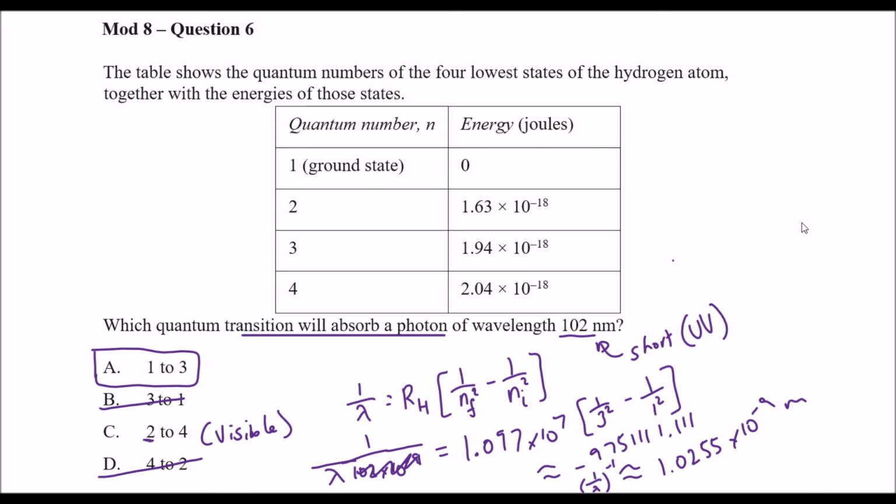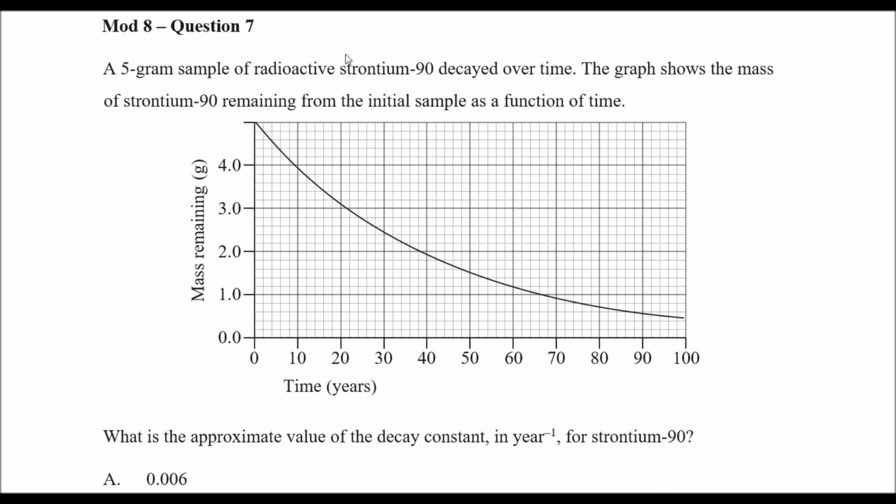Okay, so let's move on to question 7. As you can see, we have a radioactive decay graph here. It says a 5-gram sample of radioactive strontium-90 decayed over time. The graph shows the mass of strontium-90 remaining from the initial sample. So we started here and then we got all the way here. That's in time of years. It says, what is the approximate value of the decay constant in per year for strontium-90?